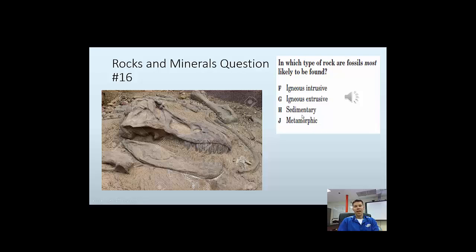Sedimentary rocks? Absolutely. This is your answer. Sedimentary rocks are loose sediments that animals and plants' remains can become lodged in and turn to rock. Metamorphic rocks? Too much heat and pressure for there to really be a good fossil display.